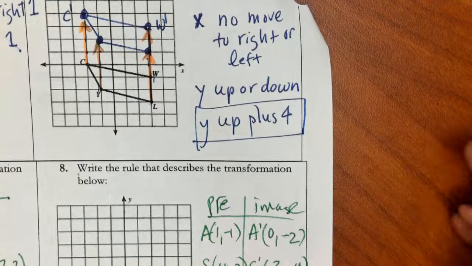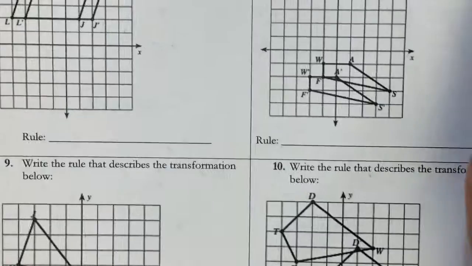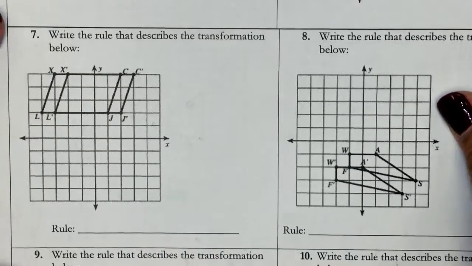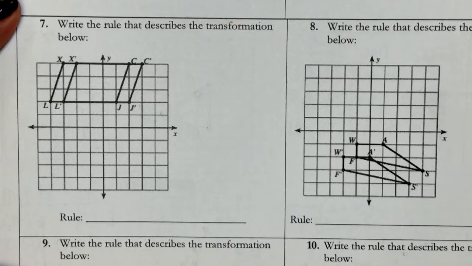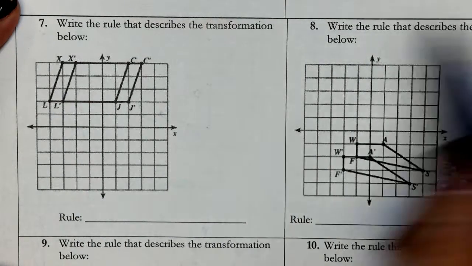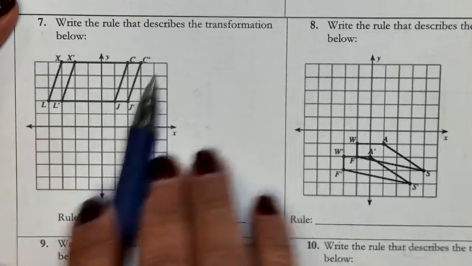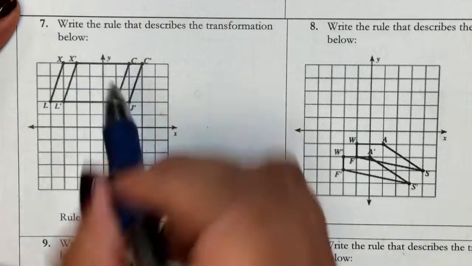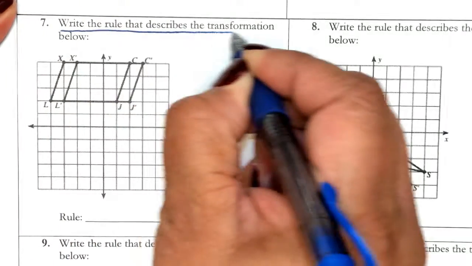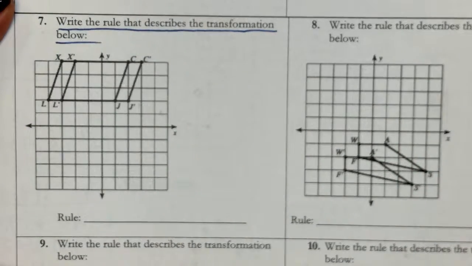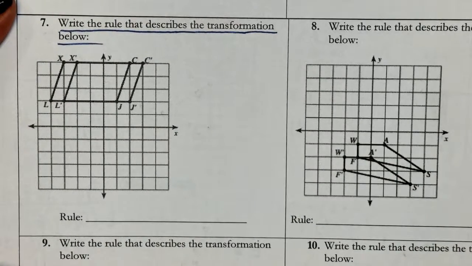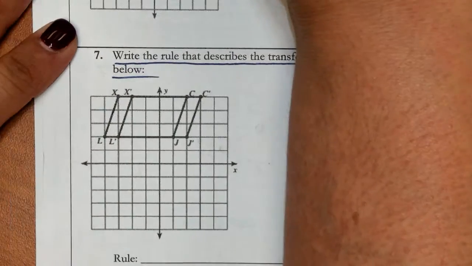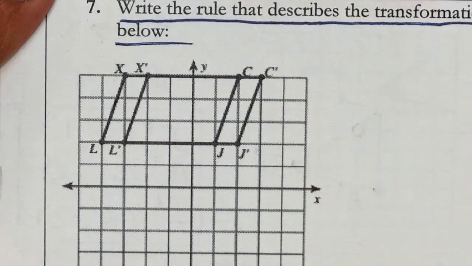Okay, so let's go to number 7. That's the second type of problem that you have to understand. What they've done here is they've given you both of them, the before and after, the pre-image and the image, and they want you to write the rule that describes this translation. Okay, so I'm going to blow this up as best as possible so you can really see what I'm doing.